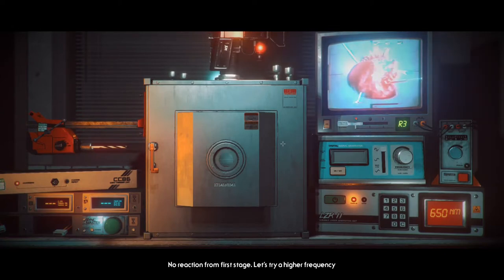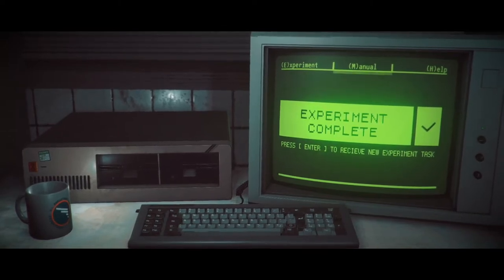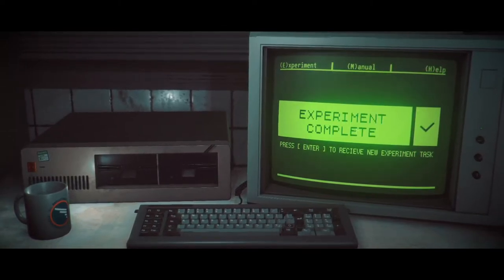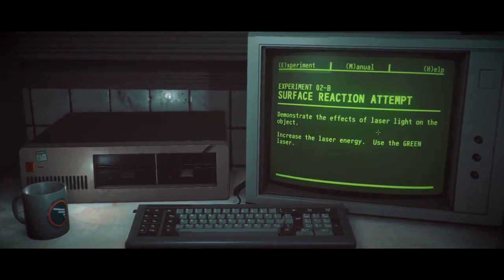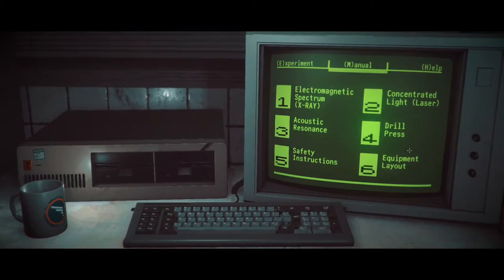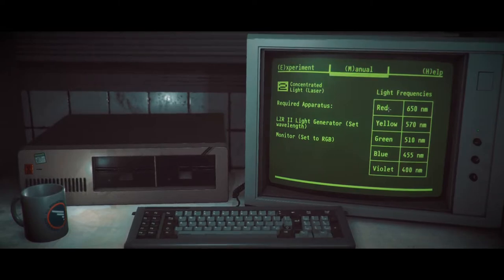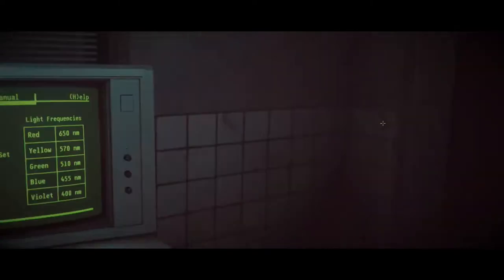No reaction from first stage. Let's try a high frequency. Higher frequency. Demonstrate the effects of laser light on the object. Increase laser light energy. Laser energy. Use the green light. Laser. Green. 510.